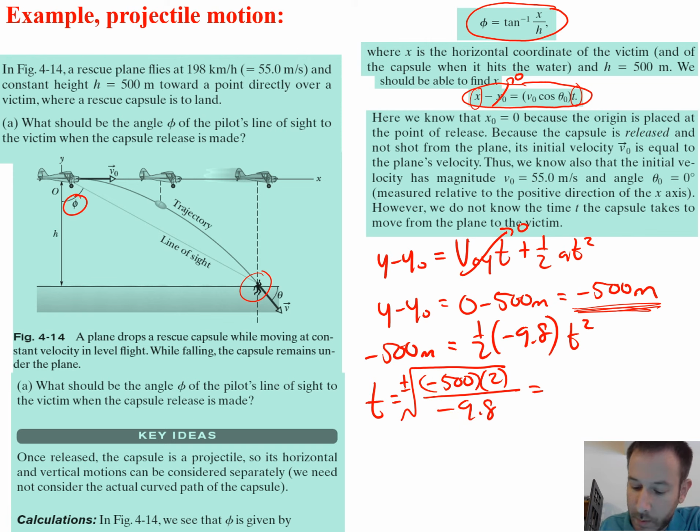When we do the square root, we're going to get plus or minus 10.1 seconds. Now we're going to choose the positive root here because there can't be a negative time. Time can't be negative. So we're just going to pick the positive one.